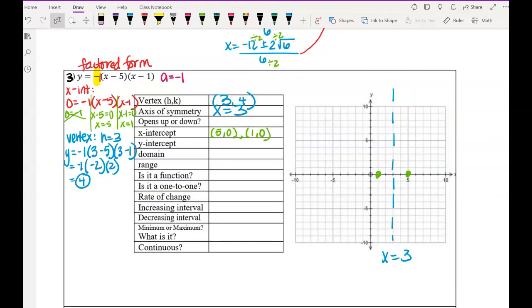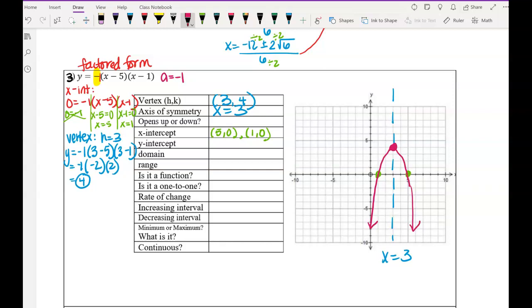So let's plot your vertex at 3, up 4. And look, no work needed. We have 3 dots. Connect it, round out the top here. There's your U shape. Let's fill out what we can.